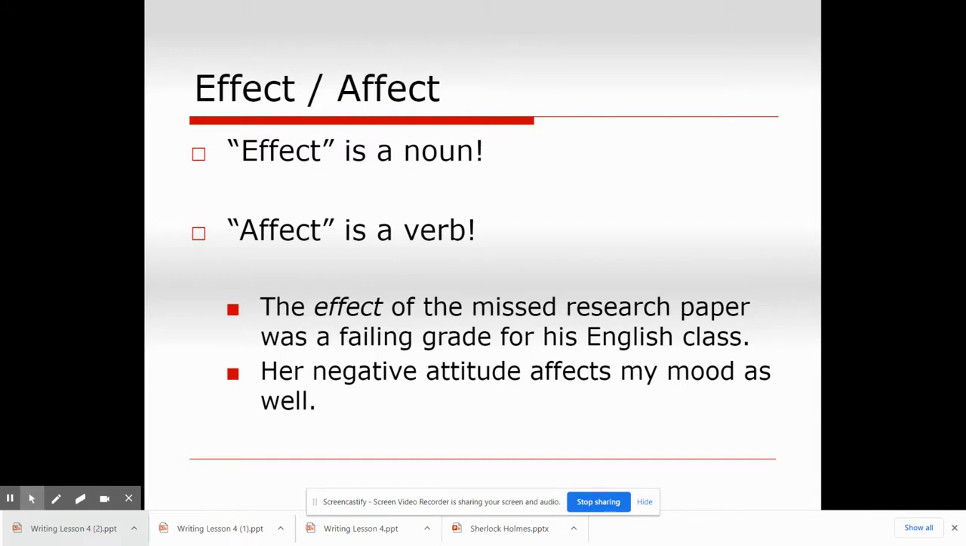Okay, effect versus affect. In most cases, effect is a noun. And in most cases, affect is a verb. So the effect of the missed research paper was a failing grade for his English class. Effect is used as a noun there, so you use the E. Her negative attitude affects my mood as well, used as a verb there, so we use the A.